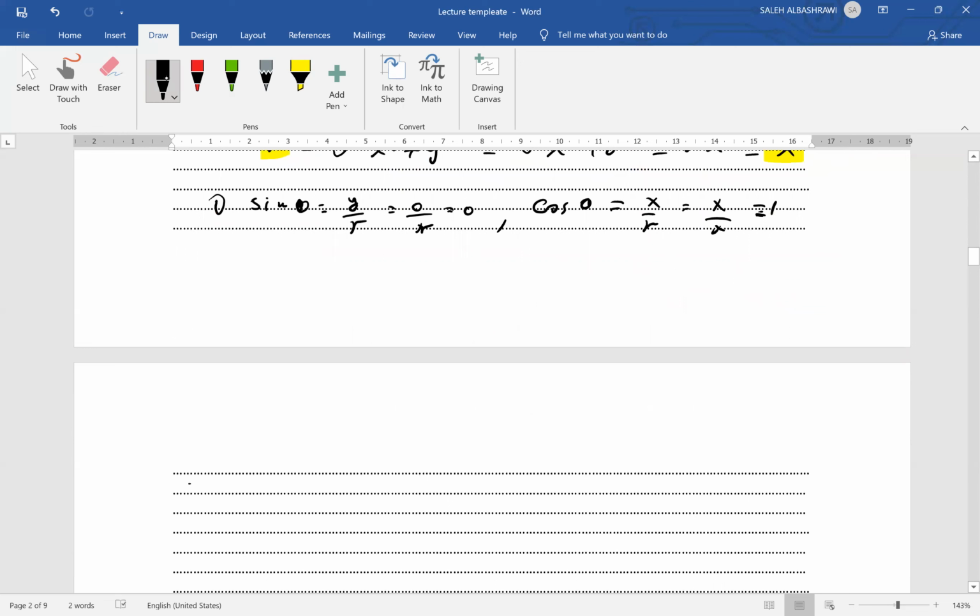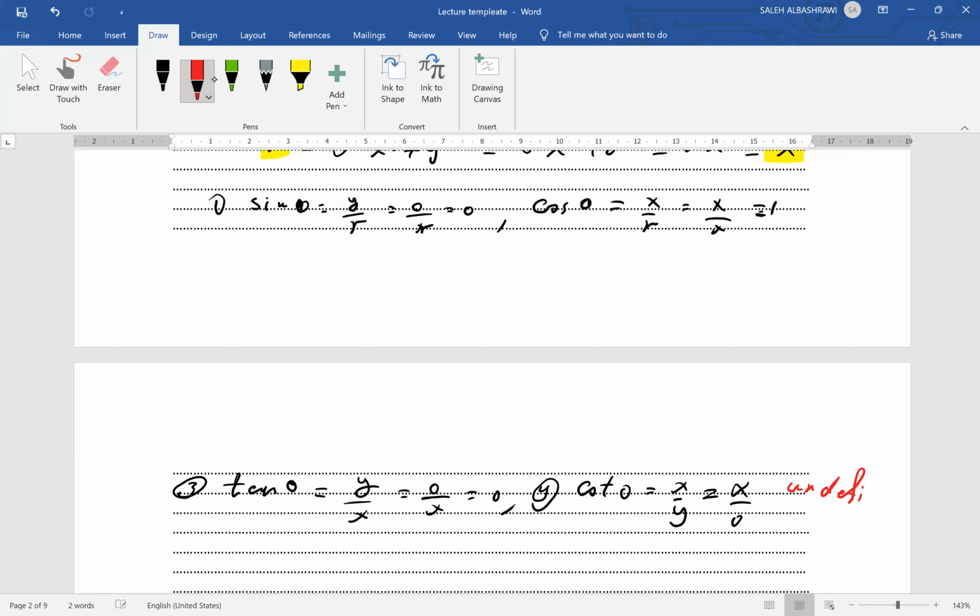Number 3, tangent of 0 equal to y over x, which is 0 over x equal to 0. Number 4, cotangent of 0, which is equal to x over y, it is x over 0. But x over 0 is undefined. So for the 0, there is no cotangent. We can just write undefined. Cotangent of 0 is undefined.